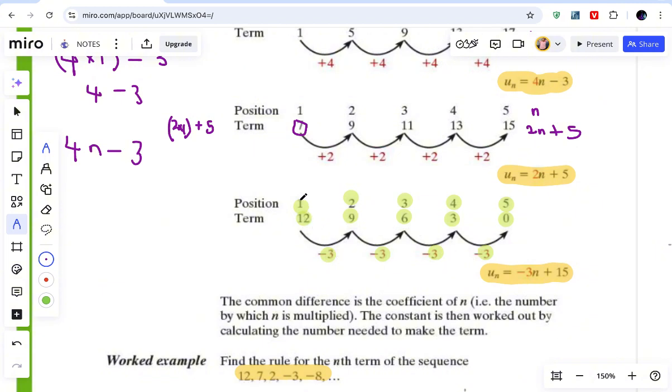Now how do we find the n term? You first of all come, you say negative 3 times 1. To find the n term, you first do it with the position 1, the first position.